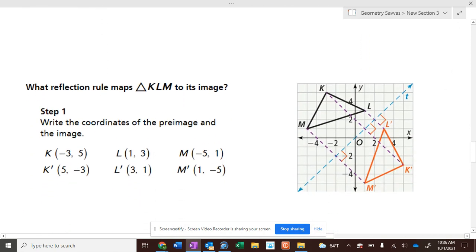Okay, let's look at reflecting across the line x equals y. What happens when we reflect across the line x equals y? Look at these ordered pairs. They flip-flop. The x and the y just flip-flop. When you reflect across the line x equals y, they just flip-flop.